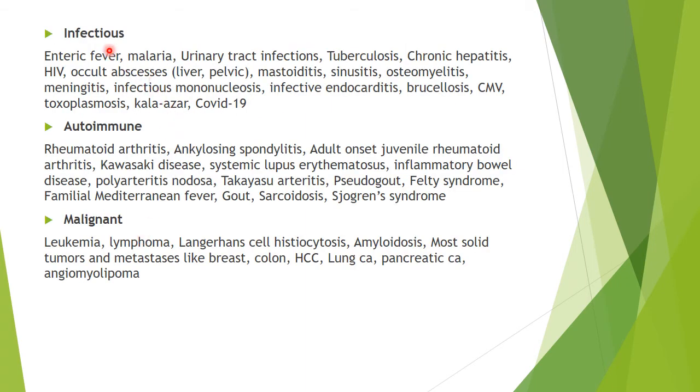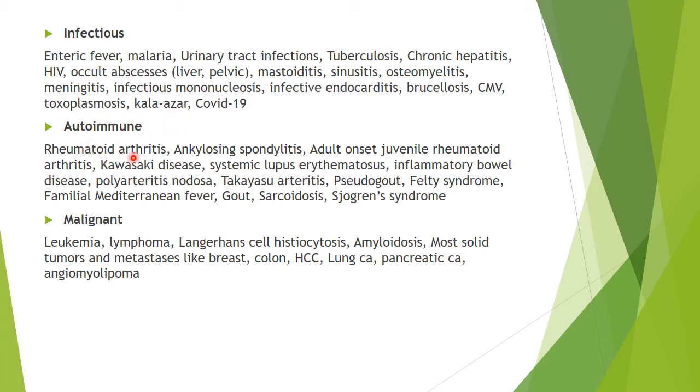So what are the causes of PUO? The causes of pyrexia of unknown origin are limitless, but in short form, they are mainly enteric fever, malaria, UTI, tuberculosis, chronic hepatitis, HIV, occult abscesses, for example liver abscess, pelvic abscess, mastoiditis, sinusitis, osteomyelitis, meningitis, infectious mononucleosis, infective endocarditis, brucellosis, CMV, toxoplasmosis, chalazia, and COVID-19.